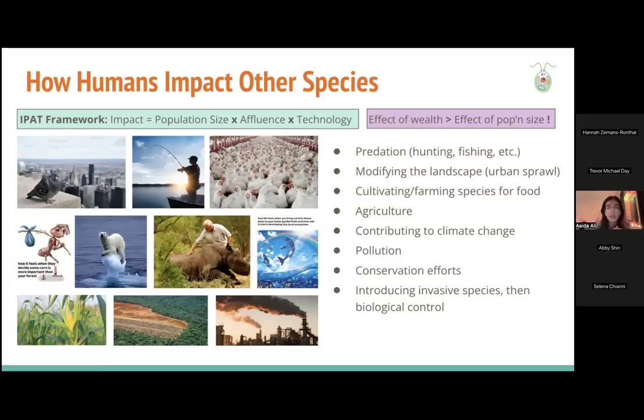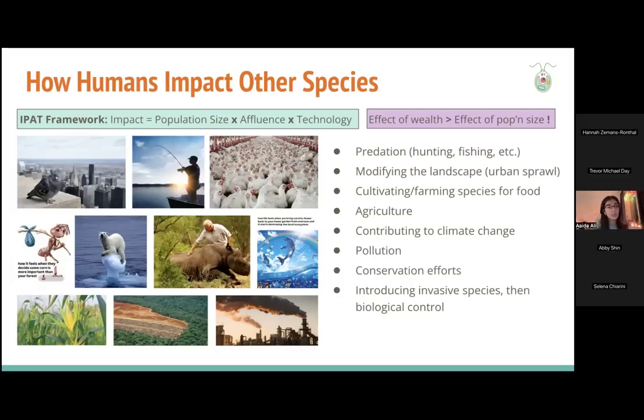We also like to cultivate and farm species for food. So like chickens or cows or pigs, that really boosts up their population because we're cultivating so many of them. Same kind of idea with agriculture. We're growing a lot of crops, and so that increases their population. But by doing so, we might get rid of a lot of forests. We might get rid of a lot of natural habitats and be affecting the species living there as well.